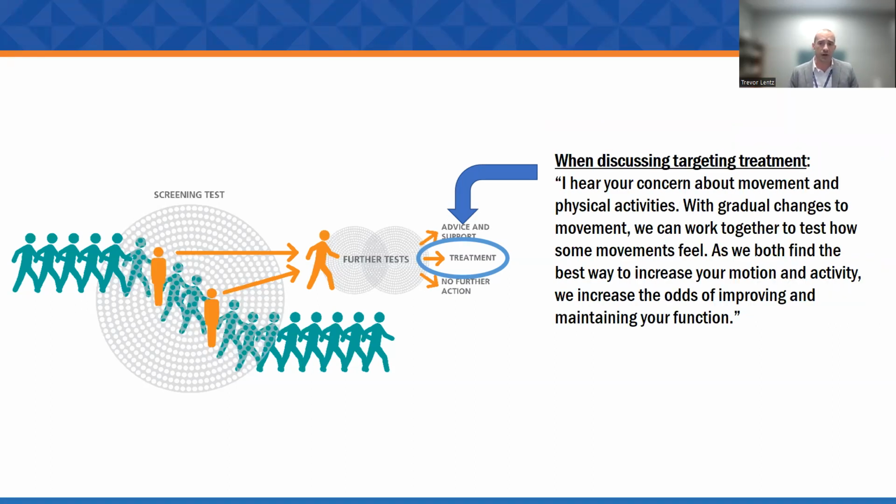Some different ways that we can talk about targeting treatment. You have some concern about movement and physical activities, or ways that we can work together to test how these different movements feel. So for instance, somebody with catastrophizing, as we find ways to increase your motion activity, we can improve the odds that you're going to get back to doing the things that you really enjoy.